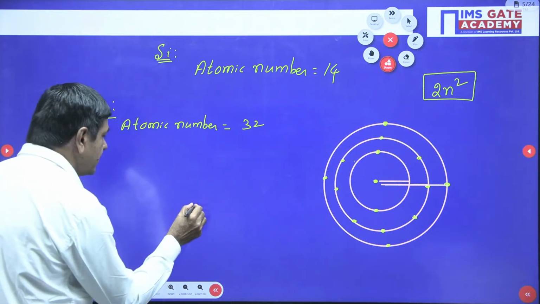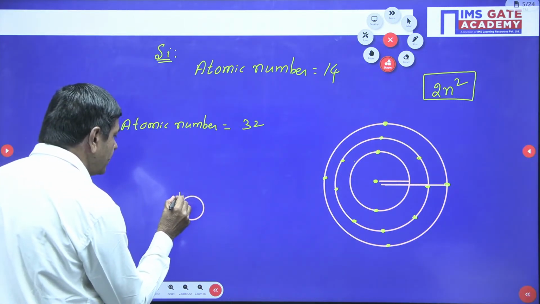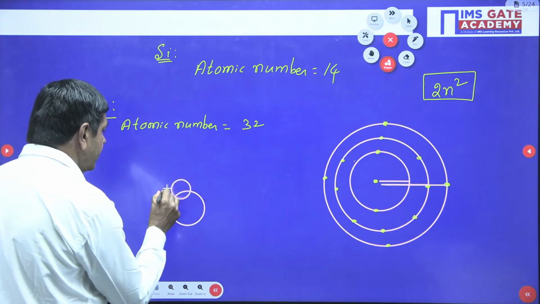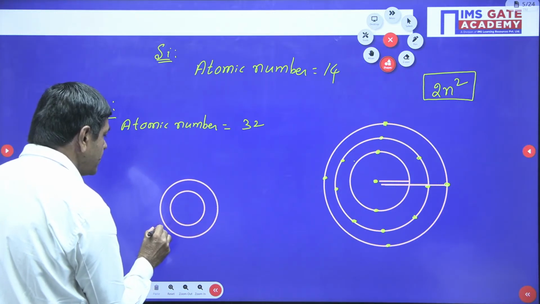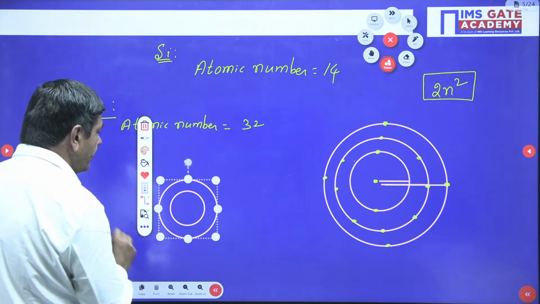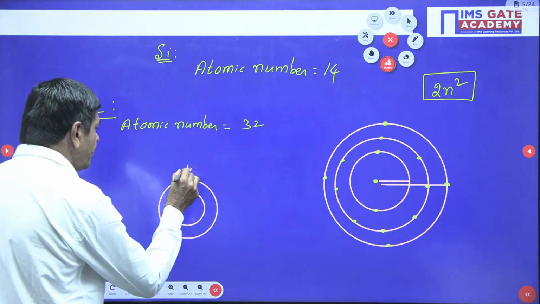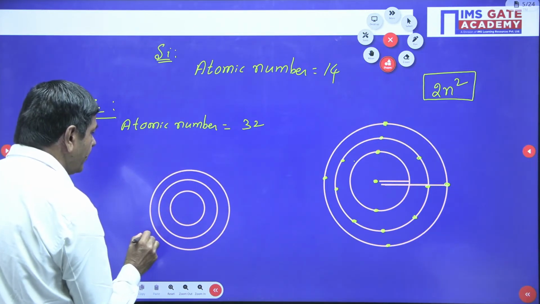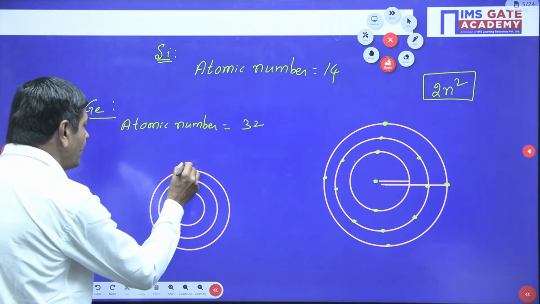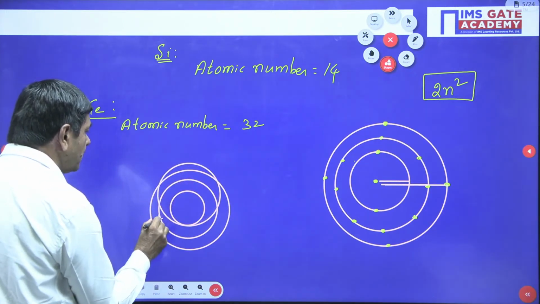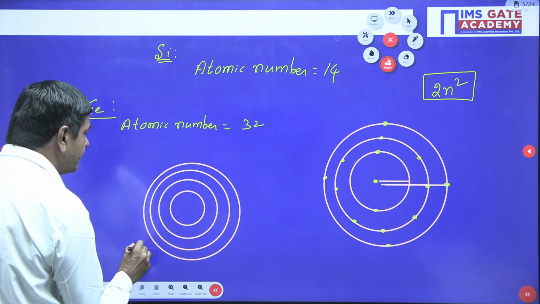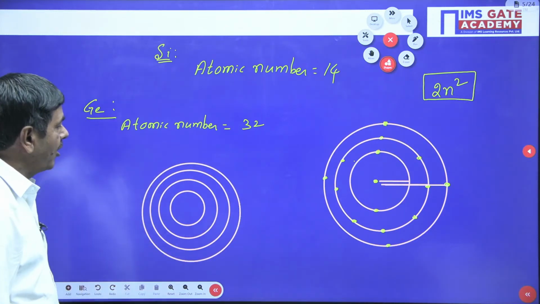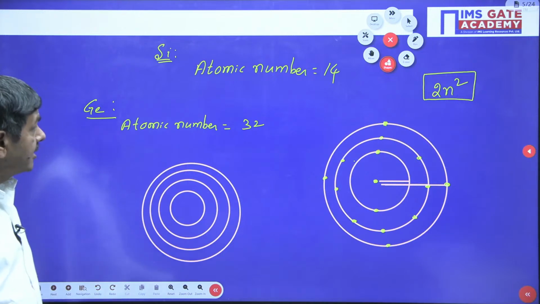I plotted one circle here first, the small circle. And the second one I have taken here now, the second orbit. One more, the third orbit, I have taken here. And I also selected one more orbit. Like that, four orbits I selected here now. But how the electrons are accommodated, you watch now.